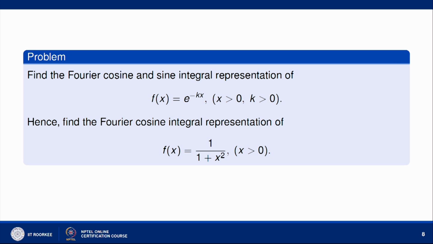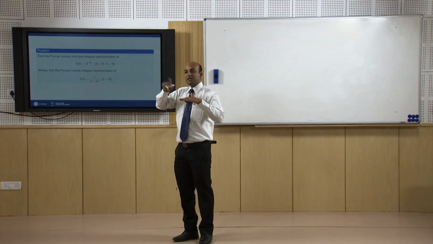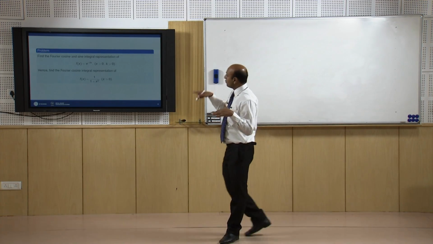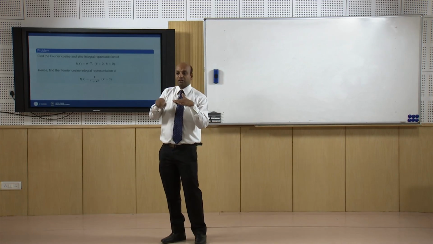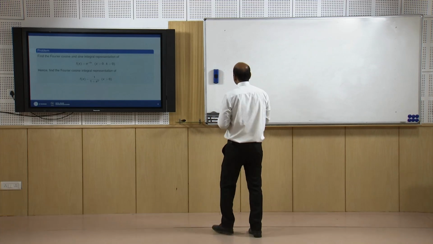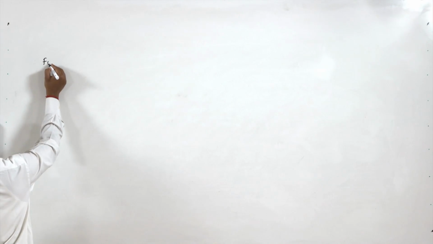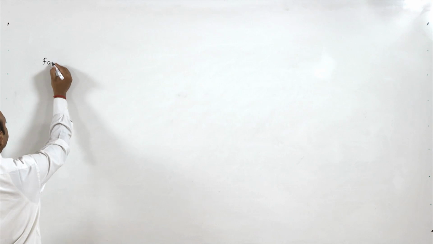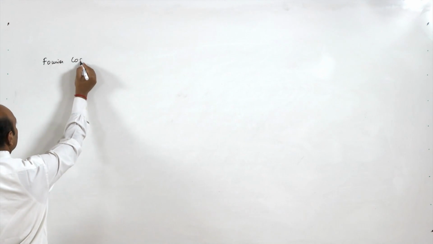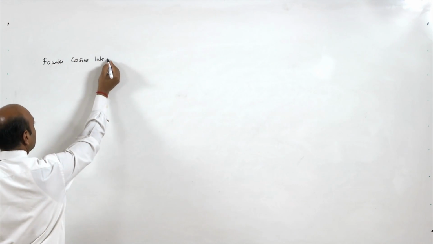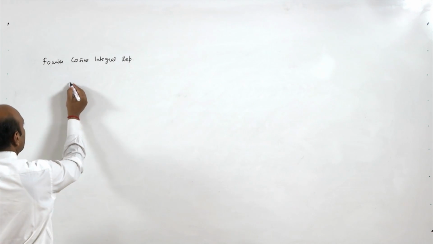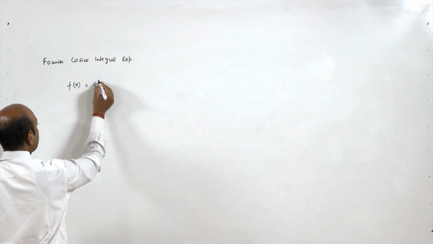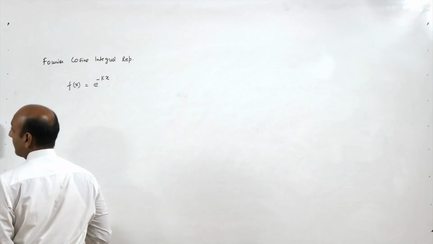representation of the function. If we need Fourier cosine, that means we extend the function f(x) assuming the function as an even function, and if we need Fourier sine integral representation, we extend the function f(x) assuming the function as an odd function. So suppose we need Fourier cosine integral representation. So the Fourier cosine integral representation of f(x) is given by what? It is e^(-kx).